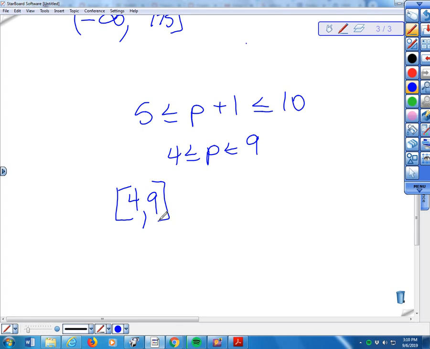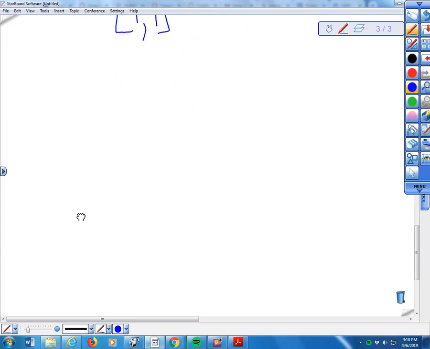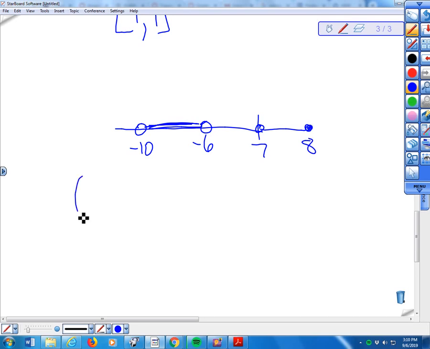Negative 10 and negative 6. And what's the other? 7 and 8, it doesn't matter if the circles are closed. Yeah, it does matter. Are these closed? That one's open and the 8 one is closed. Okay, so I'm reading left to right. Negative 10 to negative 6, union with 7 to 8, bracket. So I just didn't put the bracket on the right side. Okay, if it's closed, you've got to put the bracket.